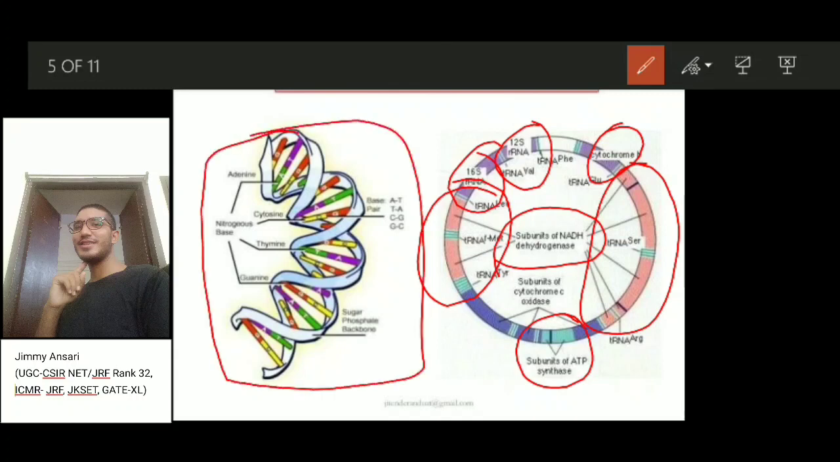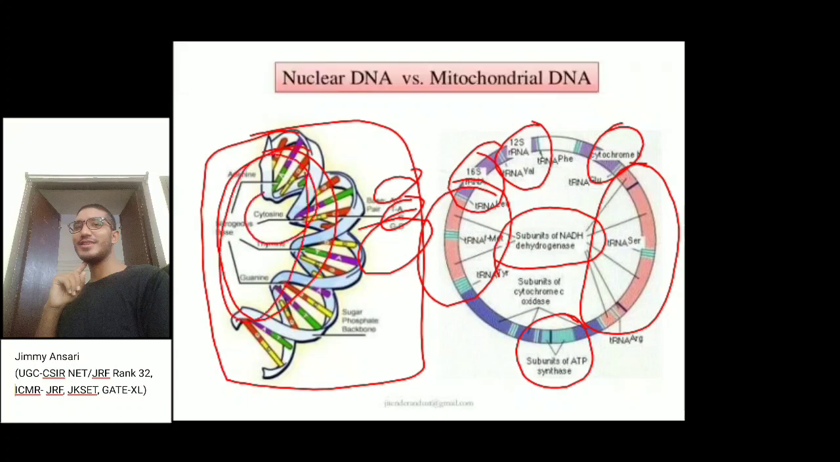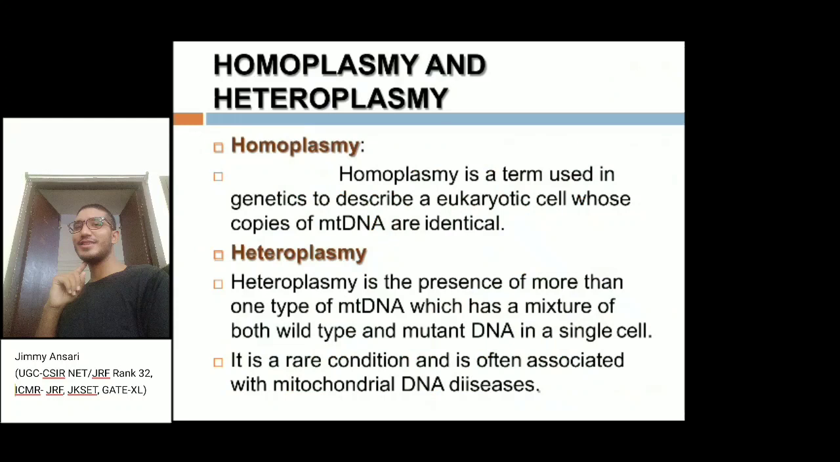which is linear and double helical. It has AT base pairs, GC base pairs. In both DNAs there are the nitrogenous bases, which are adenine, thymine, guanine, and cytosine. So coming to the topic, homoplasmy and heteroplasmy.